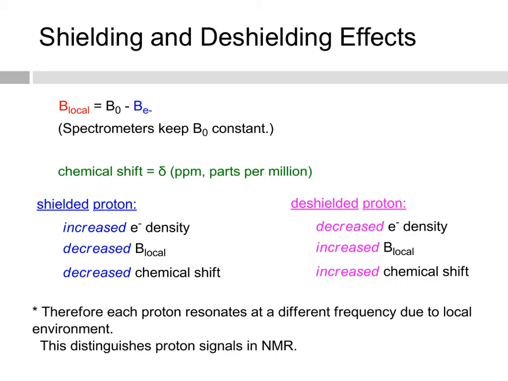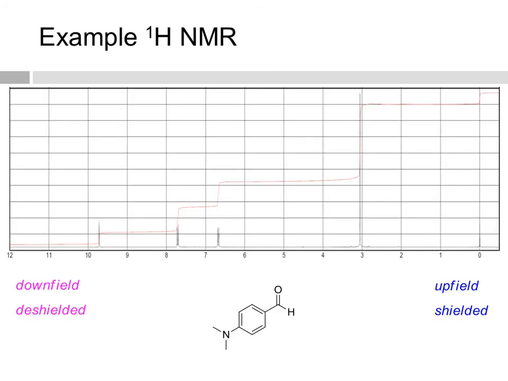The result is that each proton will resonate at a different frequency due to its local environment, and this is what makes NMR so useful because we can distinguish proton signals in an NMR spectrum. This is an example proton spectrum, and you can see that the chemical shift ranges from 0 all the way up to about 12.